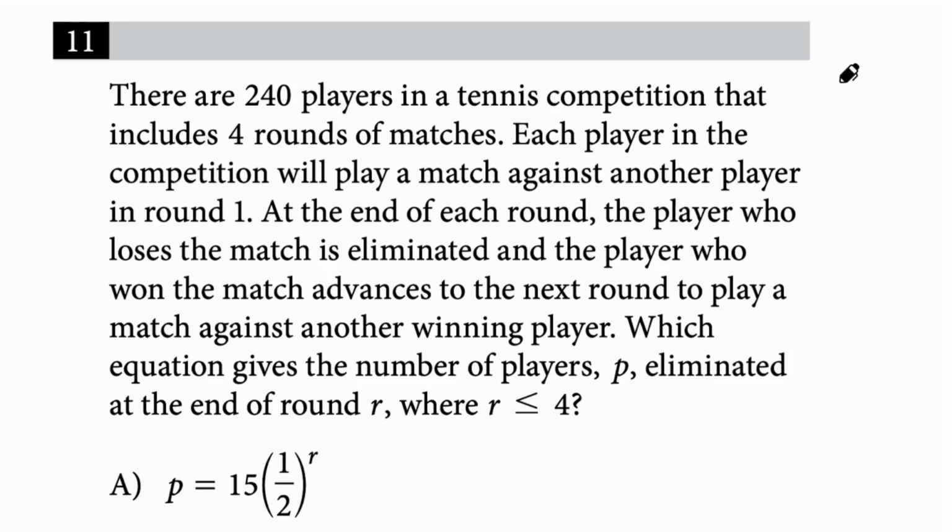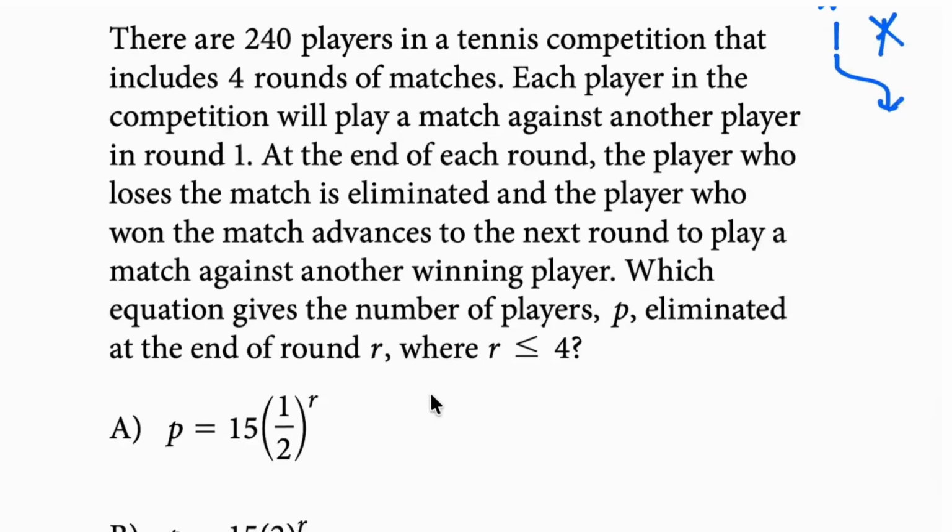Just like, suppose these two are playing. So this person wins and this loses. So he will be out of the game. And this one will play with the other winner. This is how the game goes. Which equation gives the number of players eliminated at the end of round R?